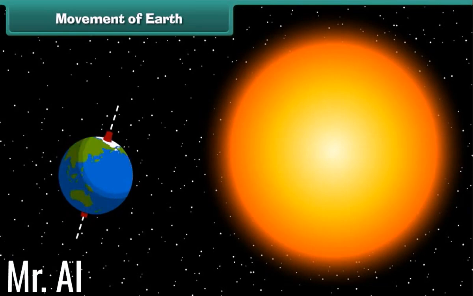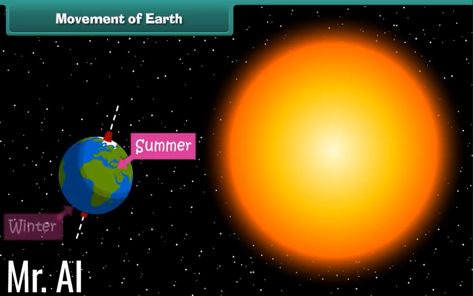During Earth's revolution, that part of the Earth which is closer to the Sun experiences summer, while the other part of the Earth, farther away from the Sun, experiences winter.